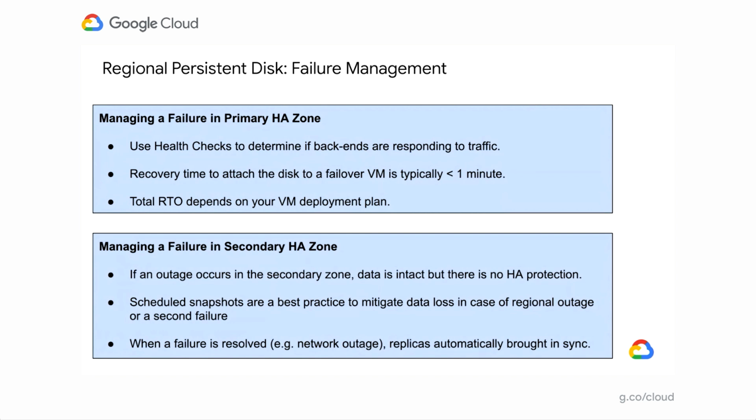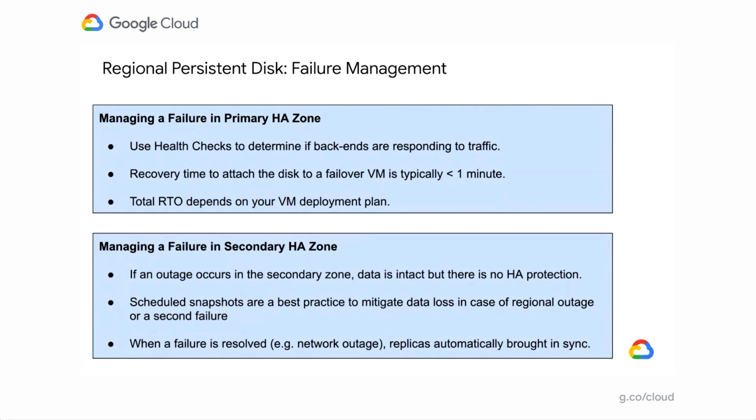So, for example, if you have a hot standby VM that's running all the time versus a VM that you need to start, that of course will affect your recovery time objective. In the scenario where a failure occurs in the secondary HA zone, if you're thinking about a primary secondary pair, then again, the data that you're continuing to maintain in your available primary zone is there, but you've lost your HA protection because your secondary zone is now down.